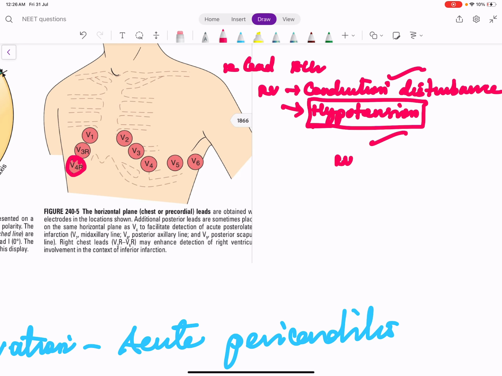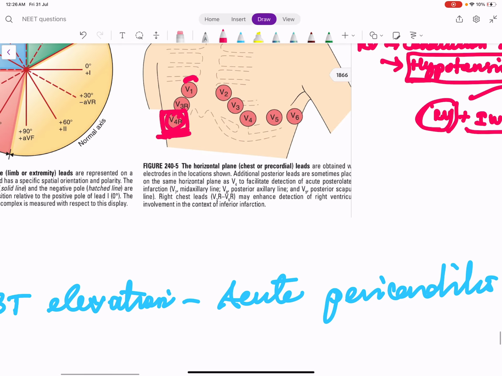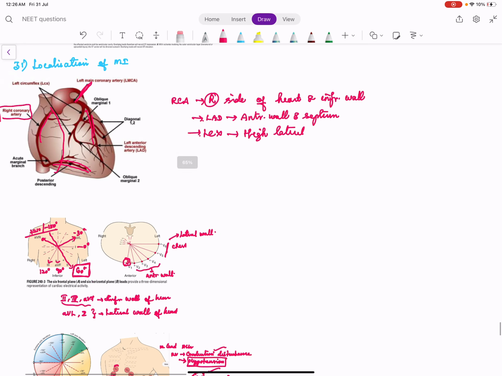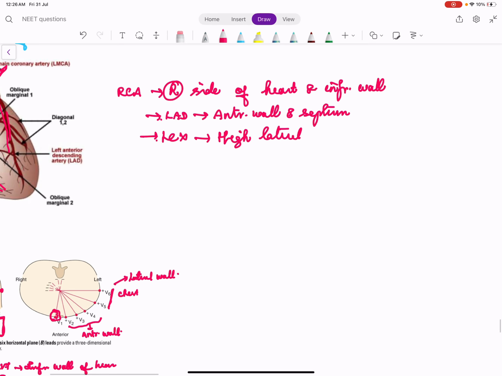RV infarct is usually associated with inferior wall myocardial infarction, because right wall and inferior wall both are supplied by the same artery. So usually they two come together. So if there is an inferior wall MI or if RVMI is suspected, we should take right ventricular leads, right-sided leads. V4R is very important. We also have posterior leads. So these are extended leads.